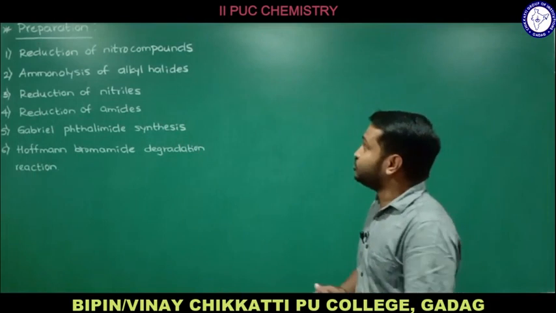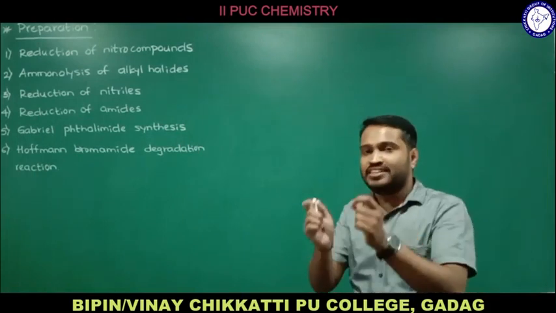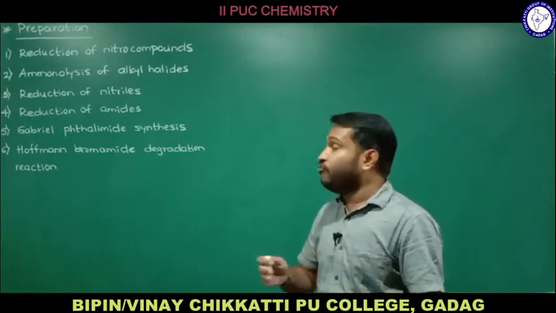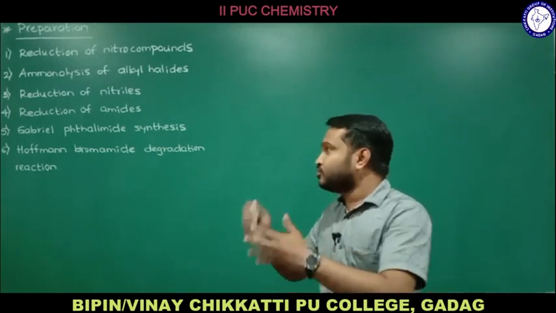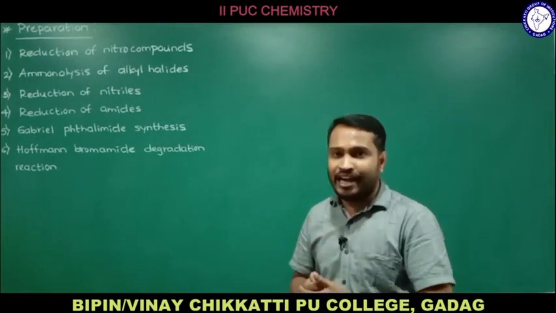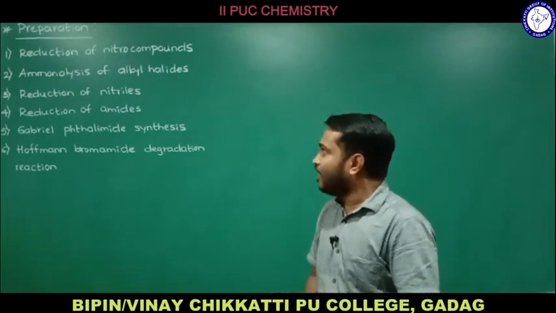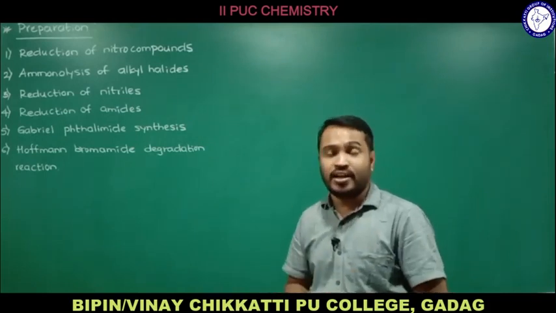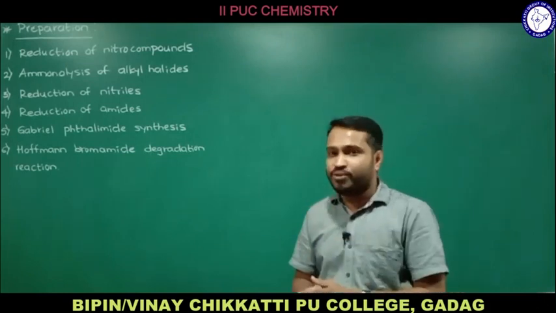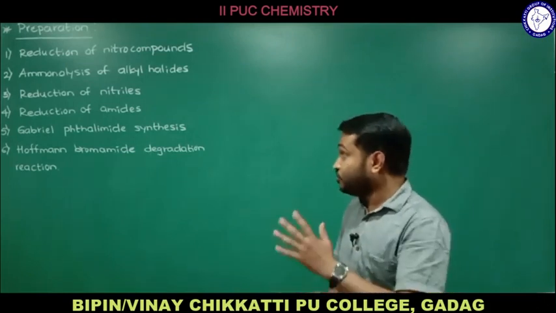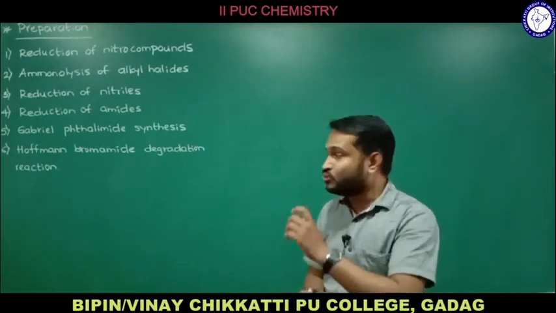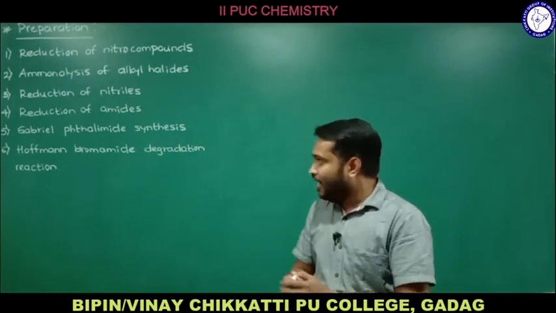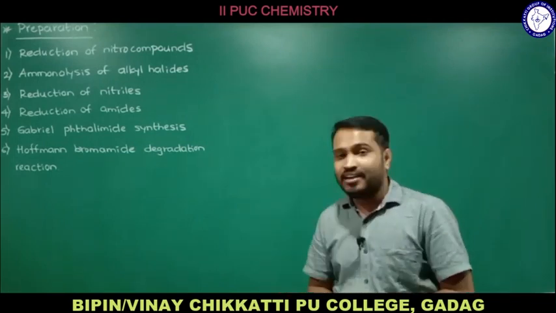The first one is reduction of nitro compounds, compounds containing nitro group NO2. Second one is ammonolysis of alkyl halides. We have this concept in haloalkanes and haloarenes. Of course, we'll learn again how ammonolysis takes place. The third one is reduction of nitriles, organic compounds containing cyanide group are termed as nitriles. The fourth one is reduction of amides. We'll see what actually amide is. The fifth one is Gabriel phthalimide synthesis, and the sixth one is Hofmann bromamide degradation reaction.